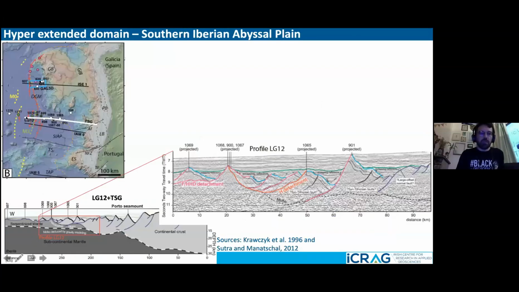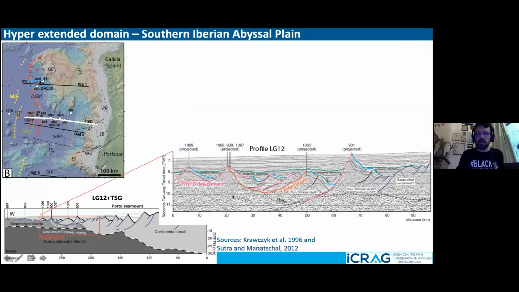The basement of the southern Iberian Abyssal Plain has been well defined by 8 boreholes drilled along this profile here with a zoom there, so you can see the drill sites. You can see as well that the hyperextended crust is also, like for Galicia, bounded by faults that detach on detachment faults here that have been interpreted to be at the top of a serpentinized mantle.